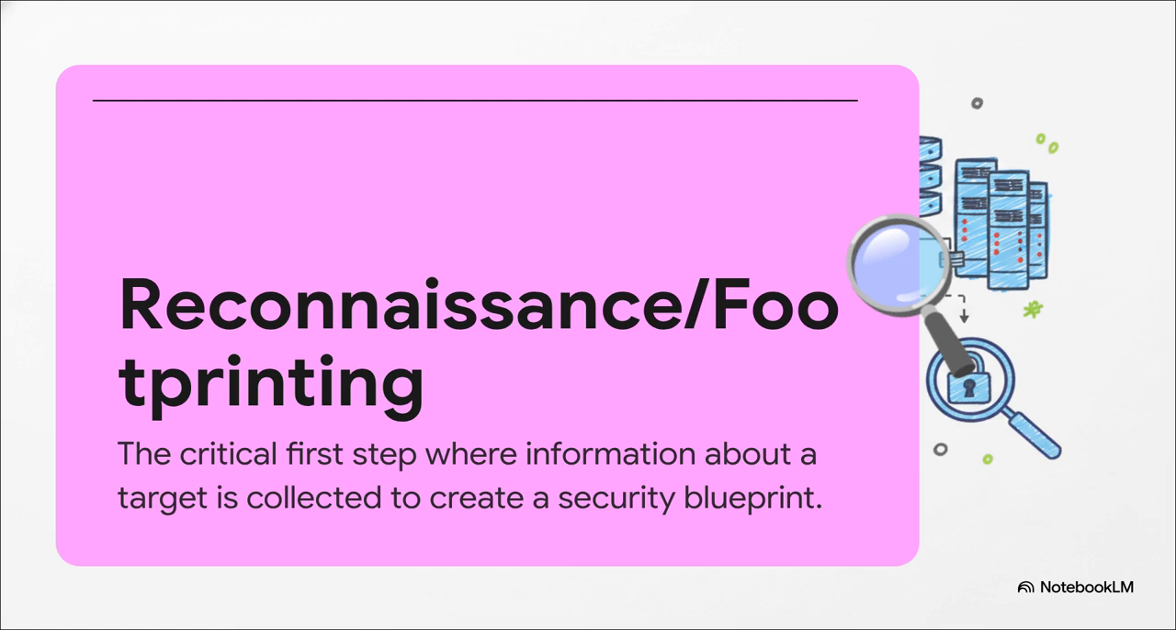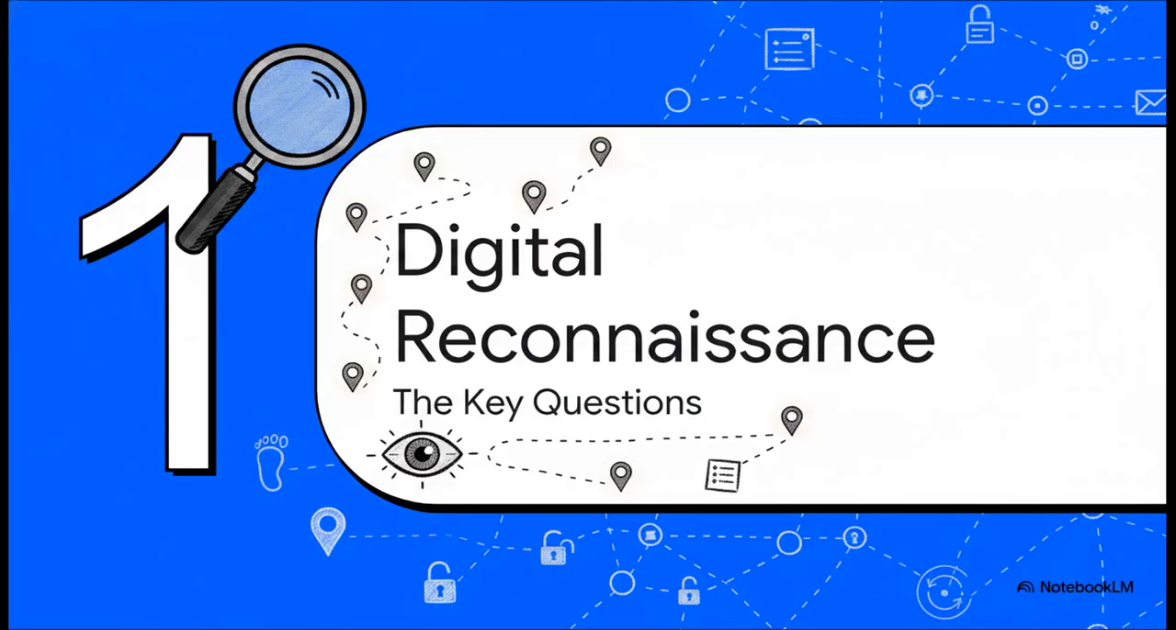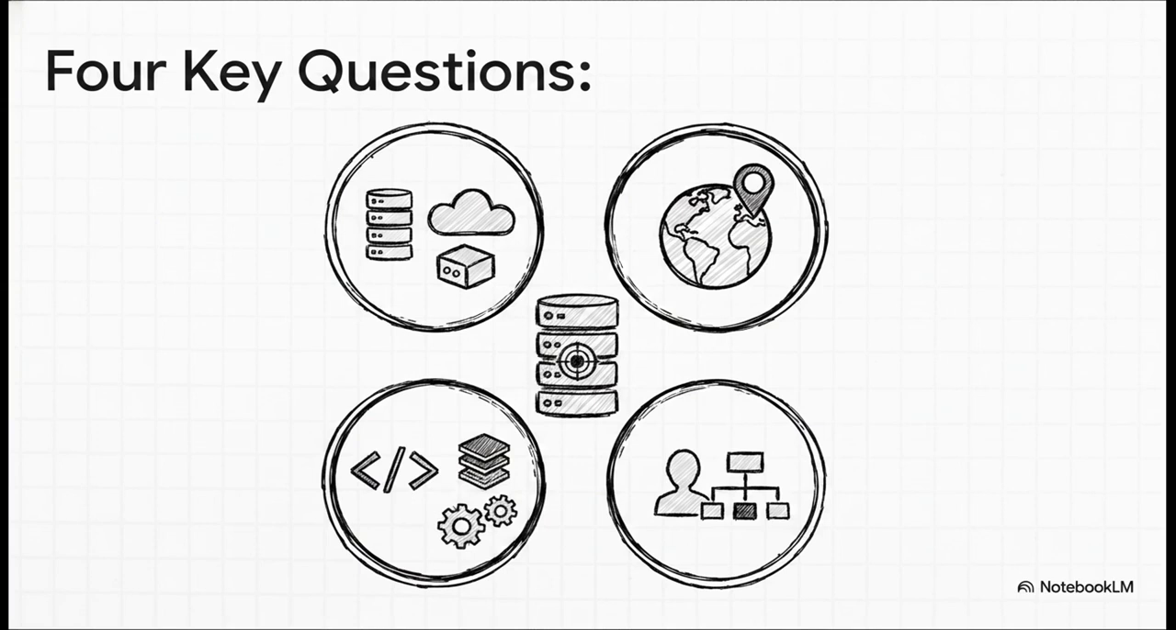Okay, so what are these digital detectives actually looking for? What goes into building this map? It really all boils down to answering four key questions. First, what digital stuff does a target even have? Domains, subdomains, all that. Then, where is it all located? Next, how is it all built? And finally, who operates it? The goal here is to build an incredibly detailed profile of the target's entire digital attack surface.